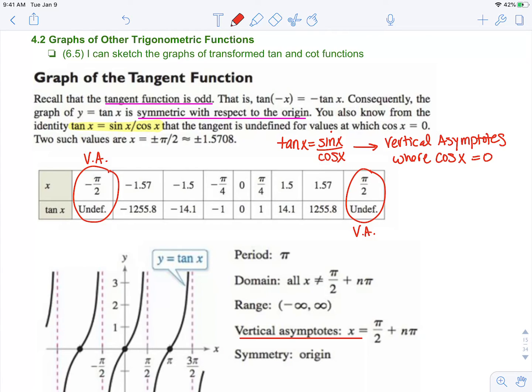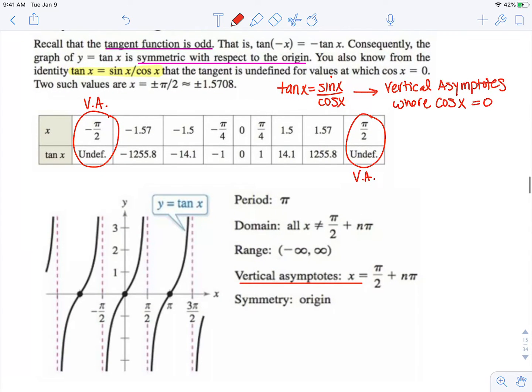Now, the period of a tangent function is pi. And that period is just the distance between each vertical asymptote. And notice that that distance can change depending on our b value.